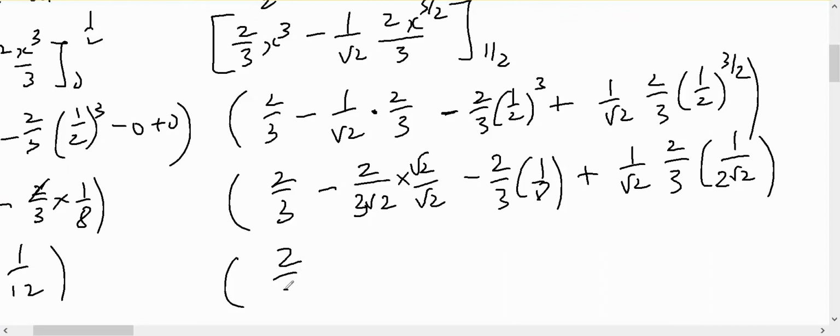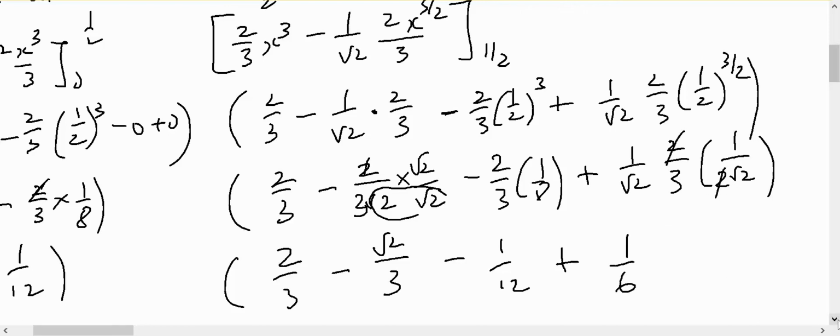It's going to be 2/3 minus root 2 on 3, because the 2 will cancel with the root 2 times the root 2, minus 1 on 12, plus the 2 cancels with the 2, that's going to be 1 on 6.